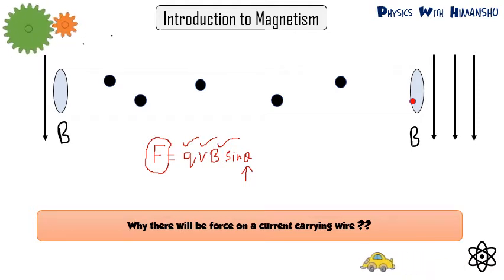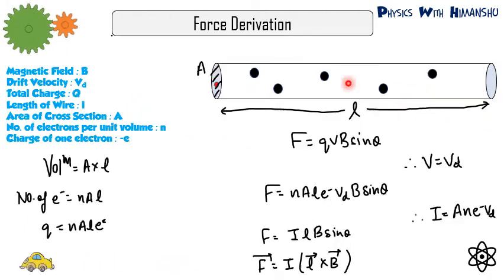So first, why will there be a force on a current carrying wire? Because a current carrying wire consists of moving electrons. They are moving with an average velocity, the drift velocity. And if we put a wire in magnetic field B, then the wire will experience a force. Now we'll derive the formula for the force. Okay, so please write down all the important parameters.